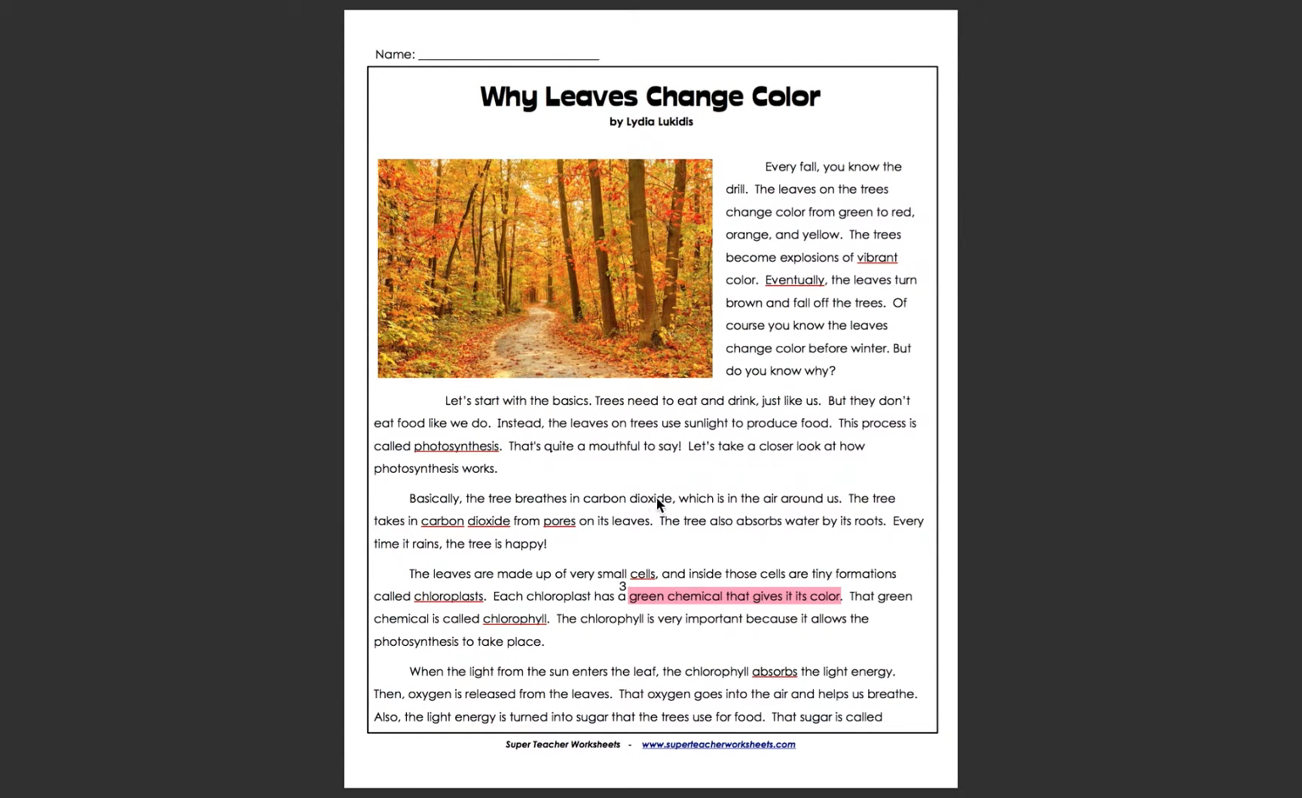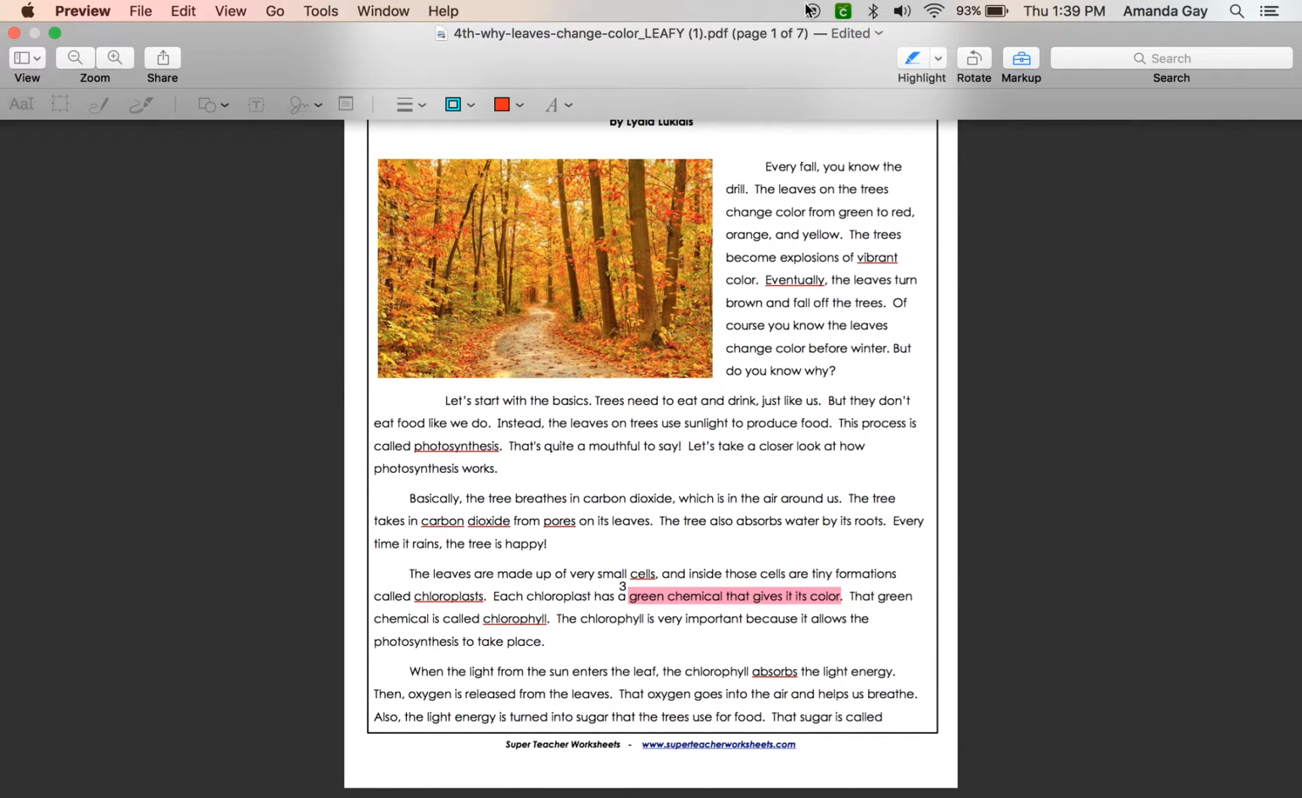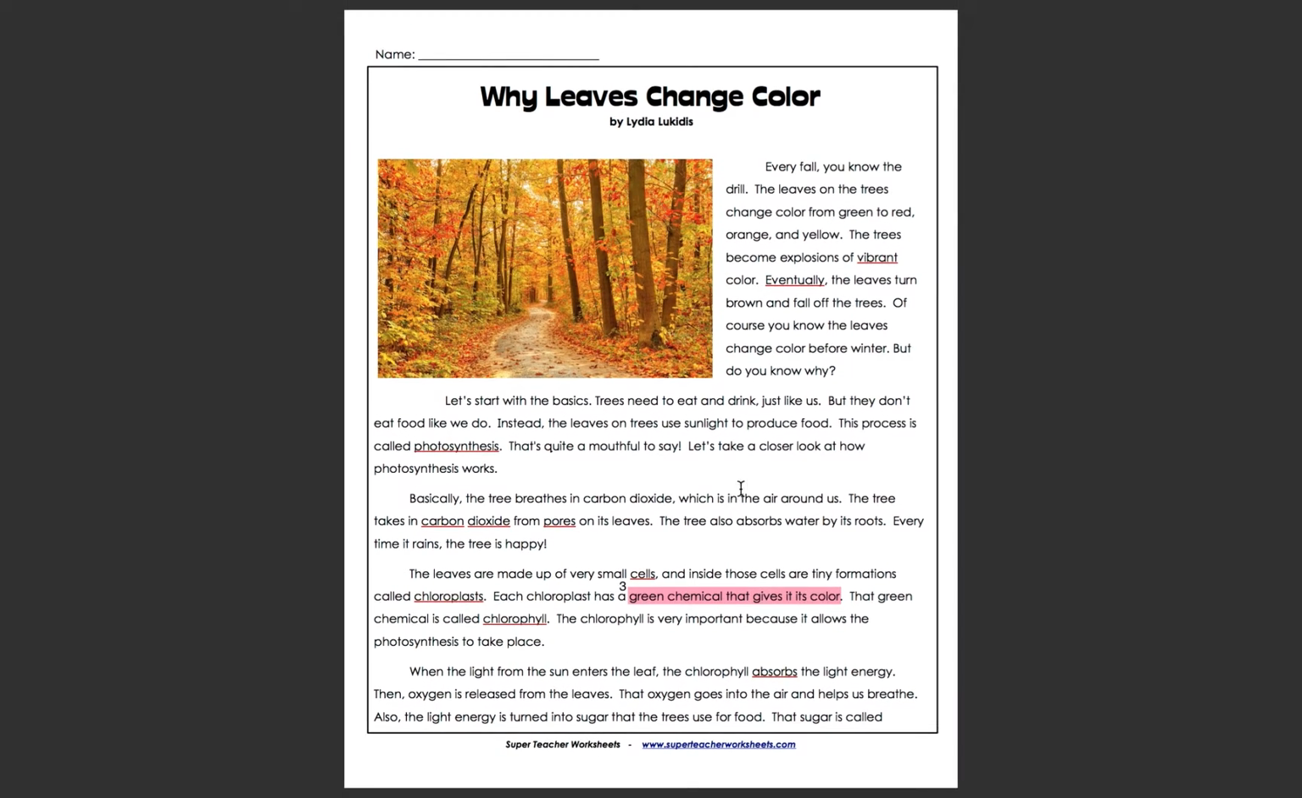Basically, the tree breathes in carbon dioxide, which is in the air around us. The tree takes in carbon dioxide from pores on its leaves. The tree also absorbs water by its roots. Every time it rains, the tree is happy.